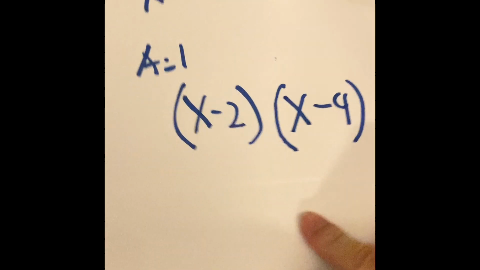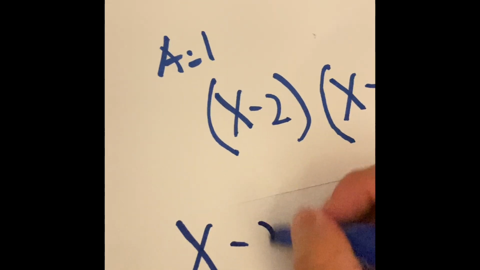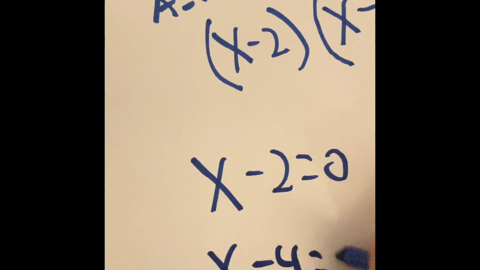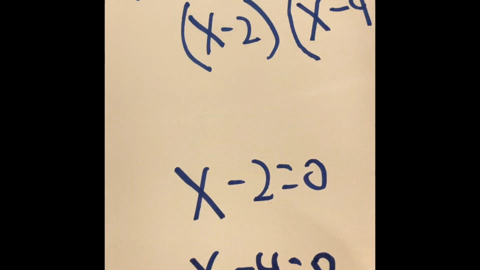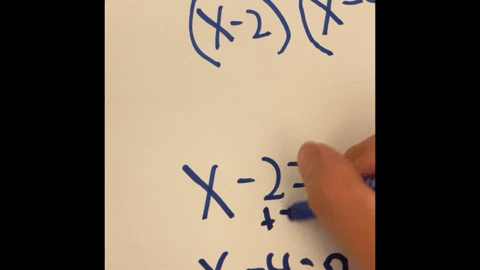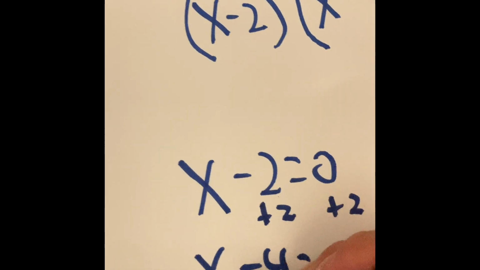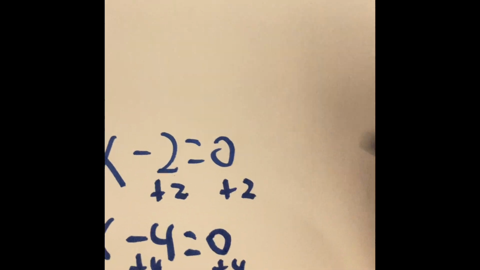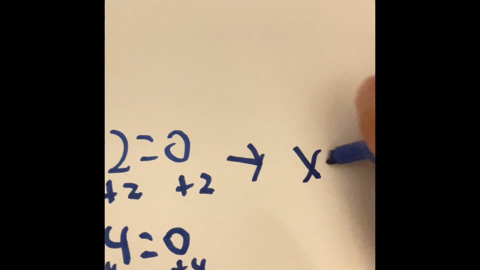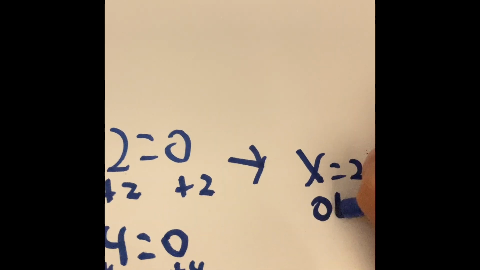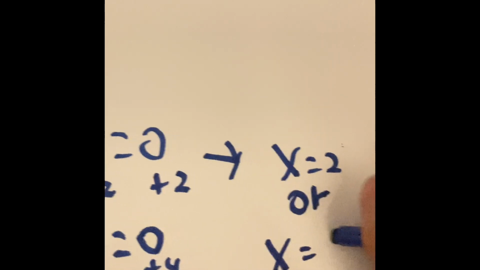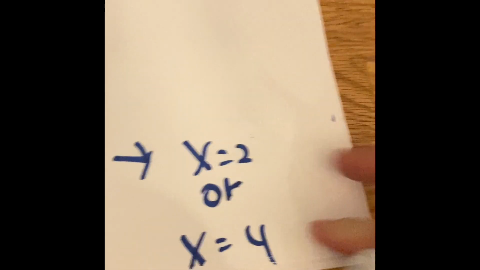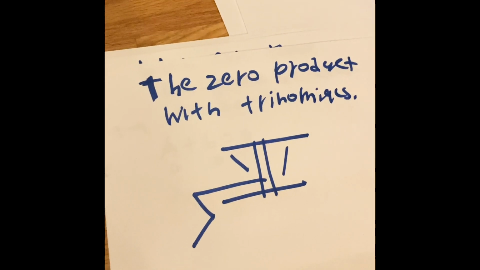Meaning we can rewrite them, saying x minus 2 equals 0, and we can also say x minus 4 equals 0. Let's try and simplify. We add 2 to this side, add 2 to that side, add 4 to this side, add 4 to that side, and we will get an answer of x equals 2, or x will equal 4. So we will always be getting two values for x when we try out the zero product with trinomials.